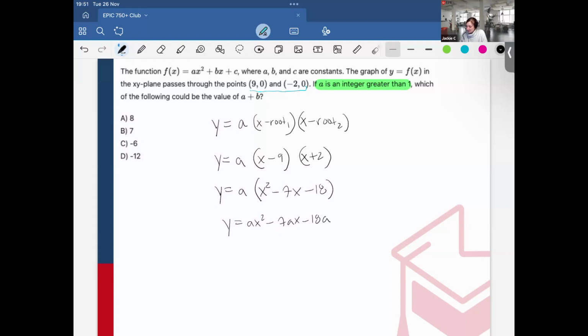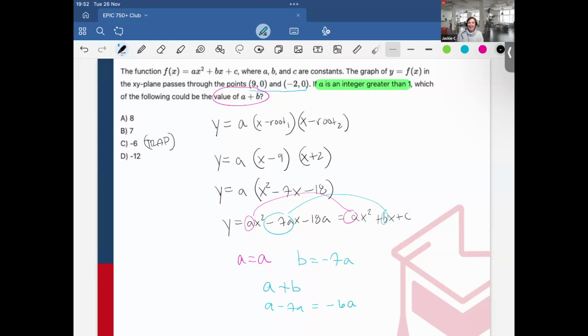Okay, and that's equal to ax squared plus bx plus c. Okay, so basically, I know I'm asked for the value of a plus b. I know that a is just a, so a equals a. And here, the b value would be negative 7a. So a plus b would be like a minus 7a, which is negative 6a. That's why probably C is here as a trap.